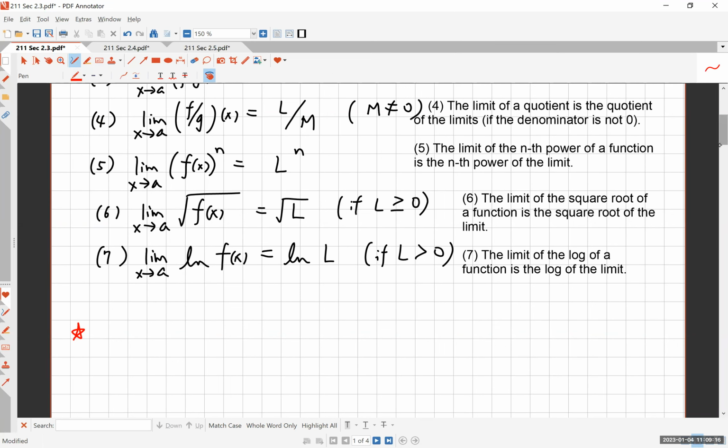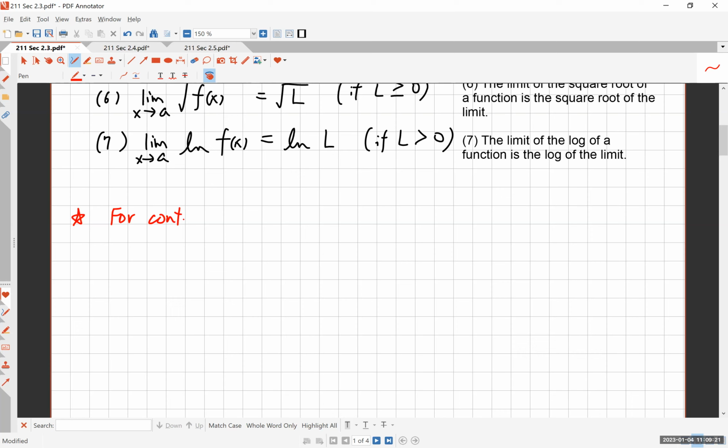Remember, continuous means that there's no hole, no function going to infinity, no gap or anything. For continuous functions, which we will study more precisely in the next section, I think 2.4, guess what? The limit is the same as the value of the function, right? So for continuous functions, just plug in the number, and the value of the function can be evaluated, and that is going to be the limit. Okay, so that's not hard.